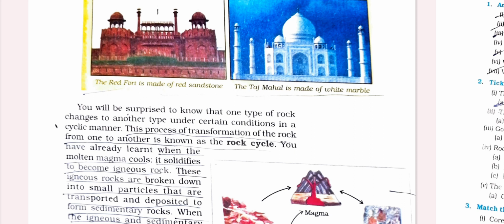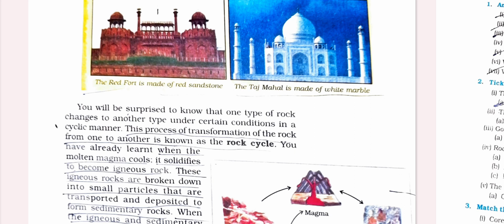You have already learned that when molten magma cools, it solidifies. Previously, we discussed how the magma cools and becomes solid and becomes rock, igneous rock. These igneous rocks are broken into small parts, transported and deposited to form sedimentary rock. We have given the example of a mountain. That part is by means of wind and water.